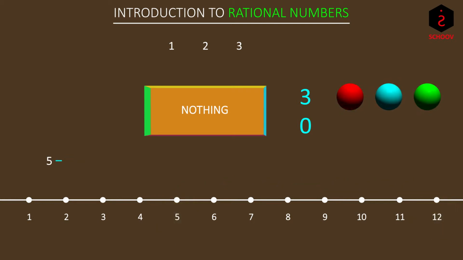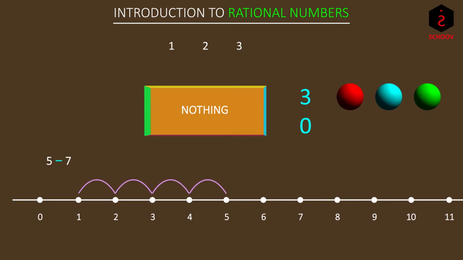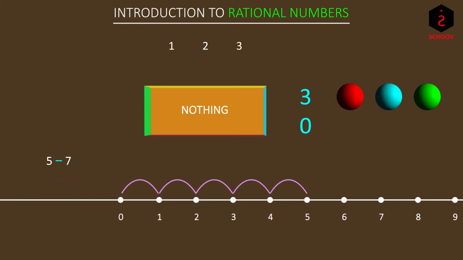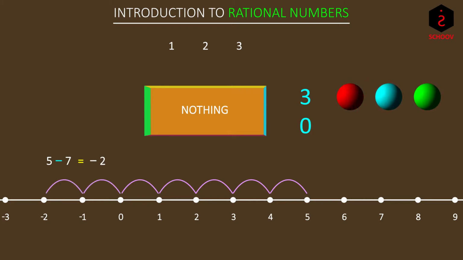What if we subtract 7 from 5? Simple. We again make 7 jumps, but this time to the left. 4, 3, 2, 1, 0. Oops! There are no numbers to the left of 0. But we have to make 2 more jumps. So there must be points before 0 as well. They are again the same numbers. 1, 2, 3, etc. But with a minus sign. -1, -2, etc. And they are at an equal distance as those of positive numbers.